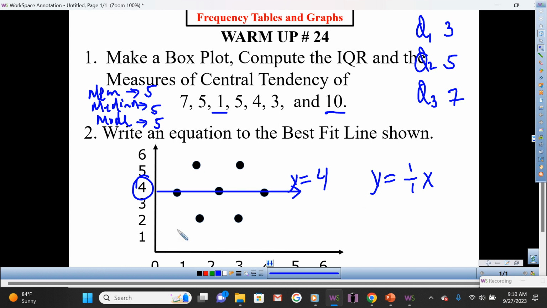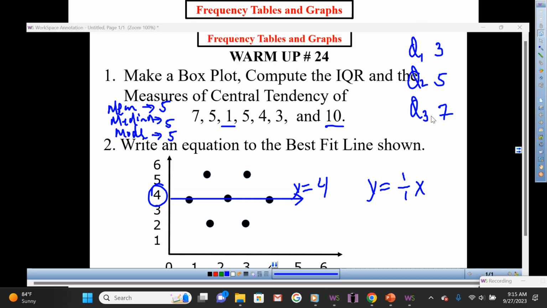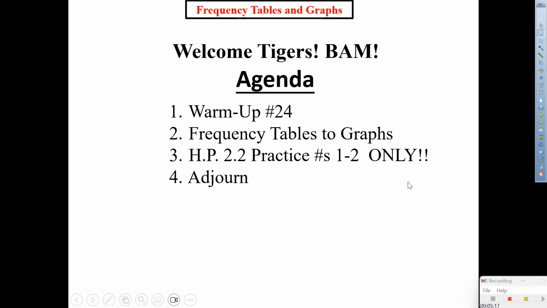Now, I know some of you just did these three and then left 2 and 2. But once again, since it doesn't have an actual sequence, you just go straight through it. All right, copy the agenda, please. Warm-up number 24, frequency tables and graphs. And your home play for tonight is only 2 problems. Itty-bitty problems. Let's go.